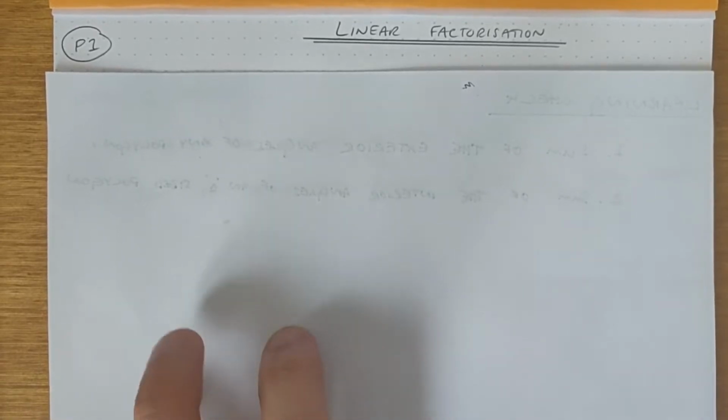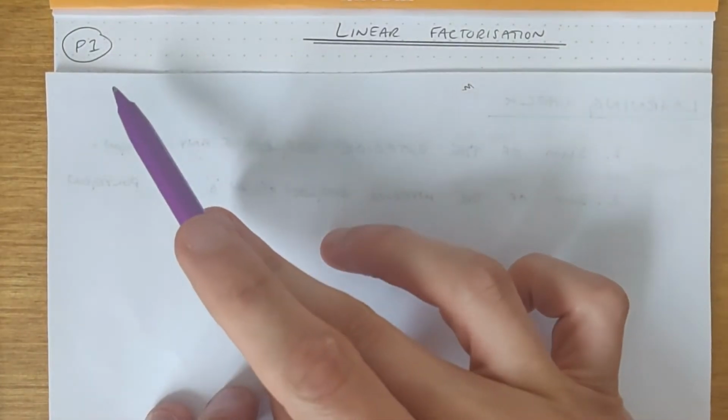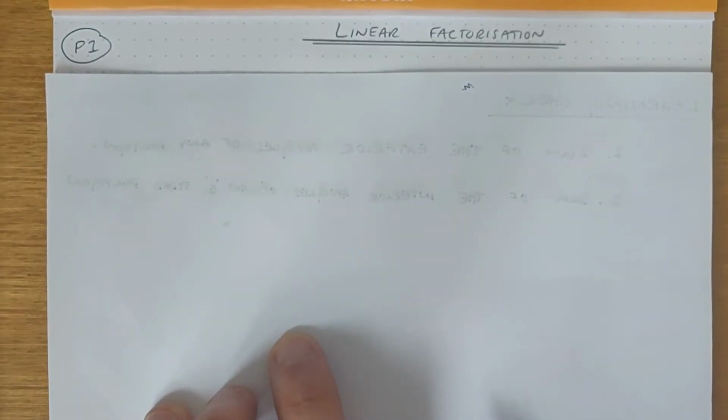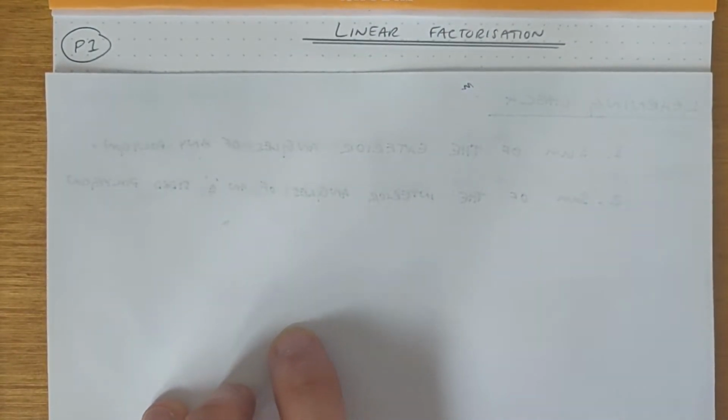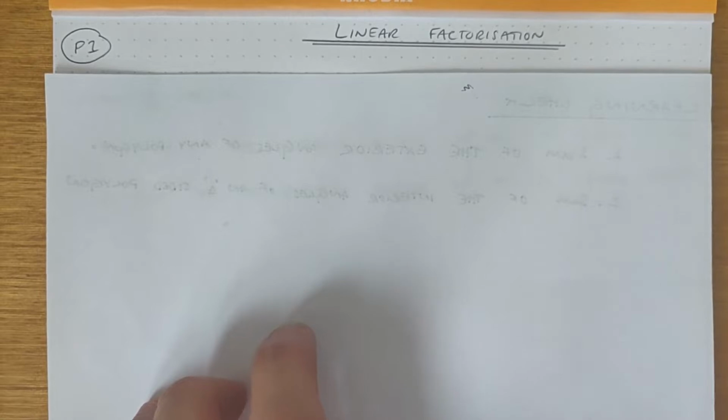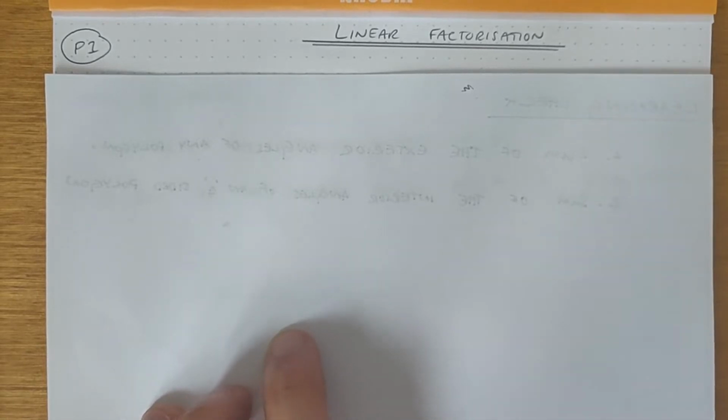This is the video for the P1 outcome of linear factorisation. In this outcome, we're going to look at using factorisation to rearrange equations. So we're going to be referring back to a previous unit of work as well.